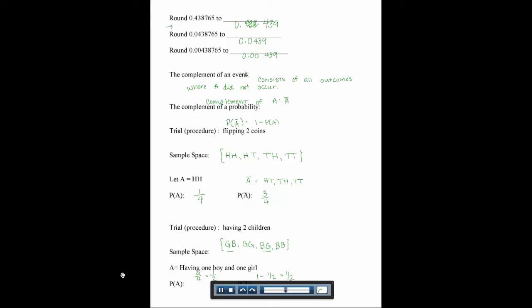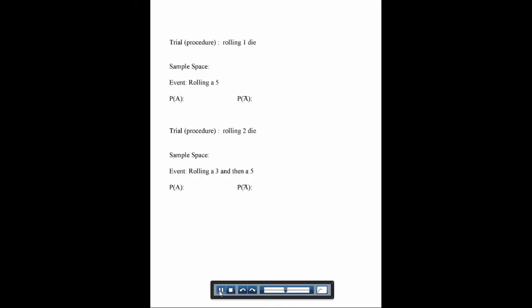Okay, then now we're going to look at rolling a 6-sided die. So our sample space, we could get a 1, 2, 3, 4, 5, or 6. So if our event is rolling a 5, the probability of that, there's 1 way that we can get a 5 out of 6 things in our sample space. And so the complement of that would be 1 minus 1/6, or 5/6.